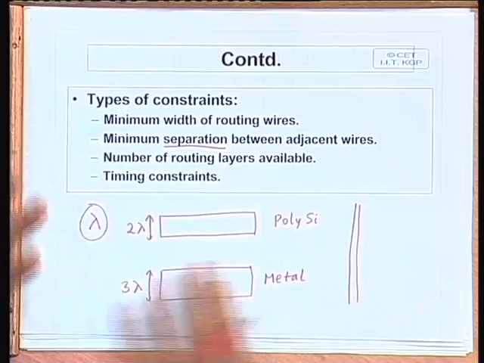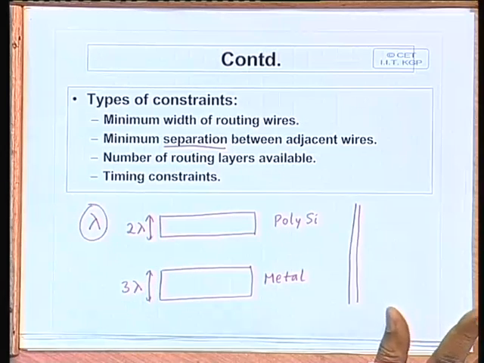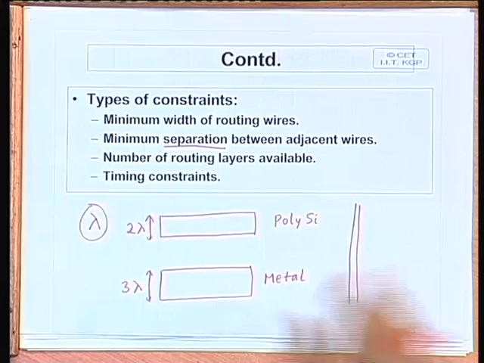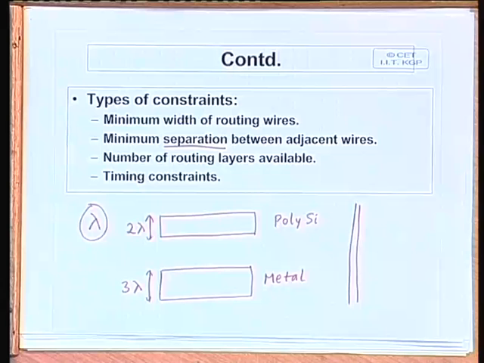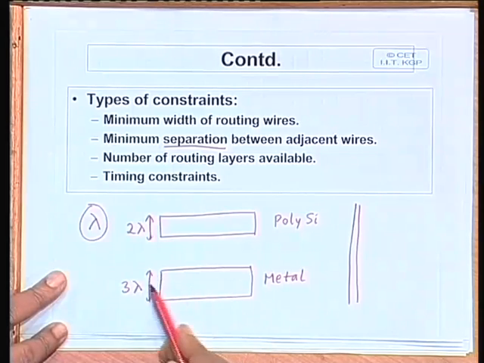Now, you have a set of such geometrical rules and any layout will have to conform to those rules. So, when you are doing interconnection, you must keep those in mind. You cannot run a very thin interconnecting line which is not conforming to the design rule. For metal, the minimum width of the line should be thrice lambda, for example.